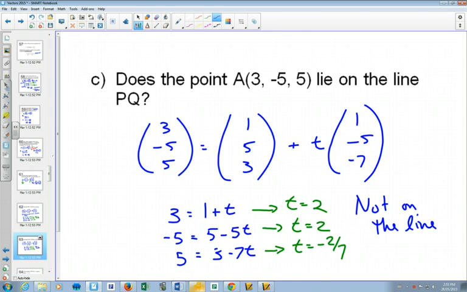So could we say a point that would be on the line? What would it have to be for 2 to work? It would have to have been 3, -5, and then if this one was going to be a 2, you'd have 3 plus 2 times -7, -11. That would be a point which would be on the line. But the other ones are not.